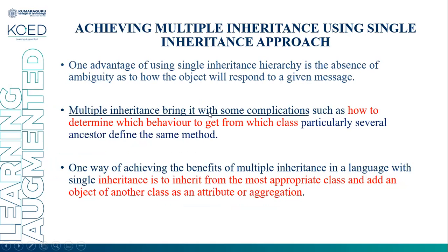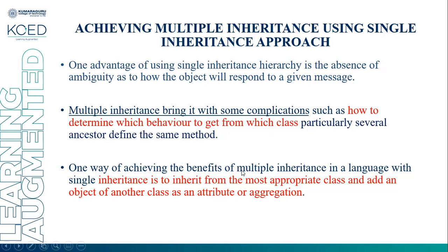Multiple inheritance brings with it some complications, such as how to determine which behavior to get from which classes. This is a general ambiguity of multiple inheritance. Particularly, several ancestors define the same method. That is a problem. Then determining which behavior to get from which class is very complicated.